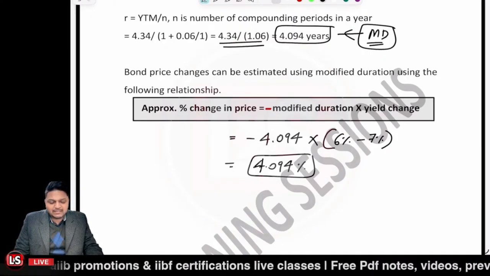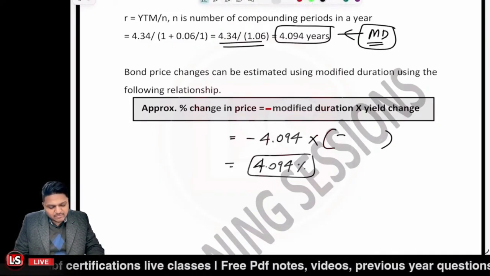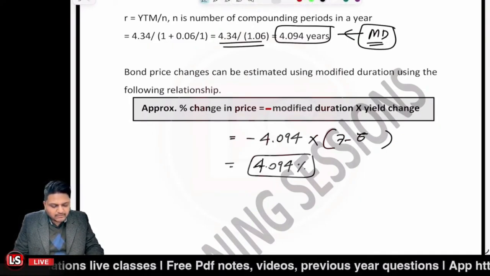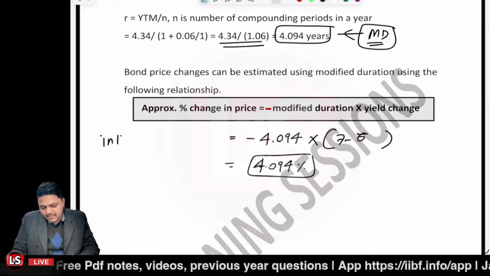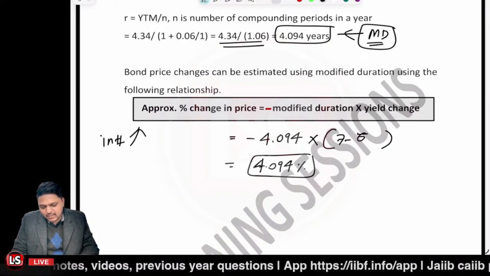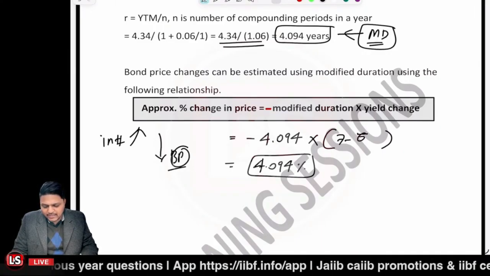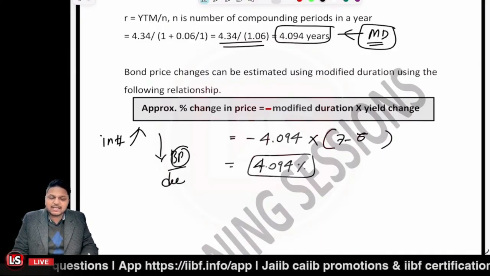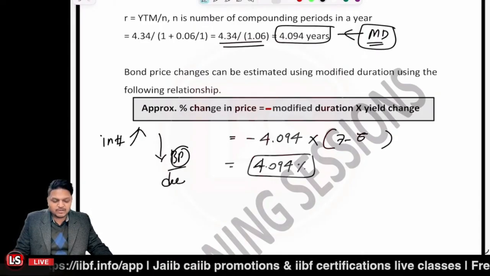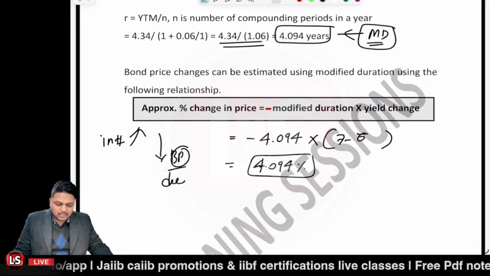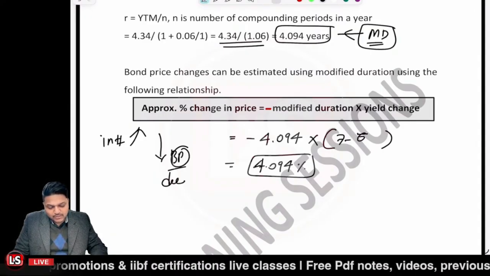Now the yield is increased, the percentage change is 7 minus 6%. I told you that if the interest rate increases, in that scenario the bond prices will decrease. The bond price is going to get decreased, right? Now in this scenario, are the interest rates increasing or decreasing? They are increasing. Previously it was 6%, but now it is 7%. The bond price will reduce, that is reduced by 4.094%.